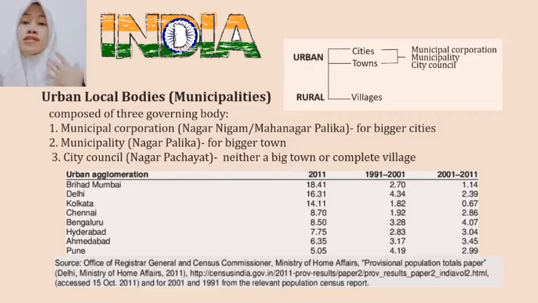Likewise, if the population is less than 1 million and more than 100,000, then it is termed a municipality. Then the city council is for a transitional area, that is to say, an area in transition from a rural area to an urban area. It is neither a big town nor a complete village. Similarly, if the population is more than 30,000 and less than 100,000, then it is termed a city council.